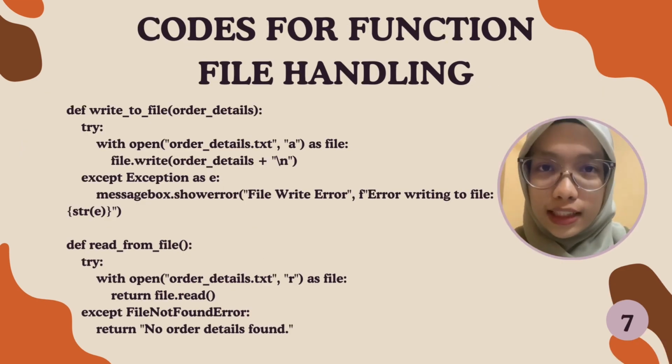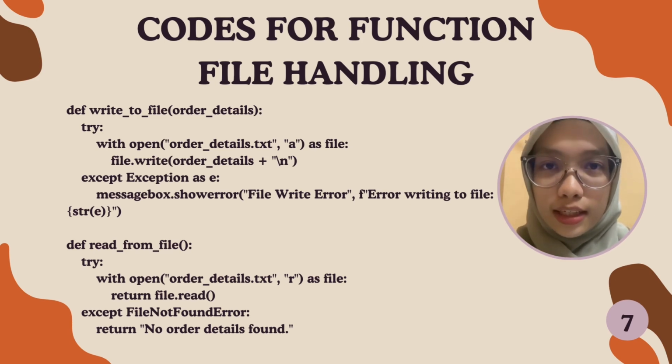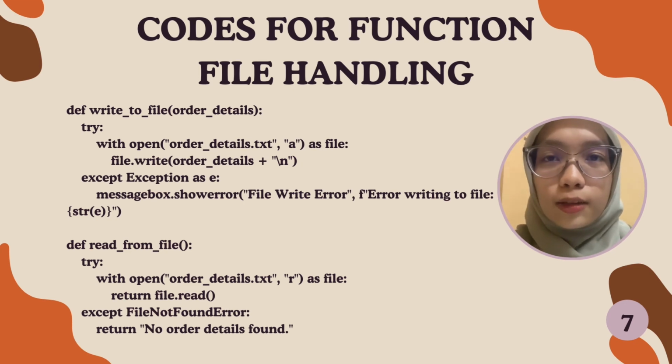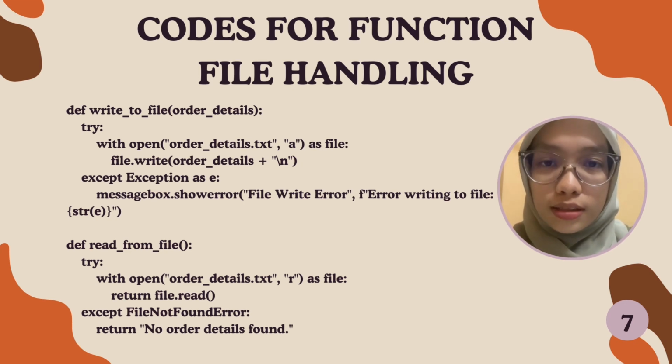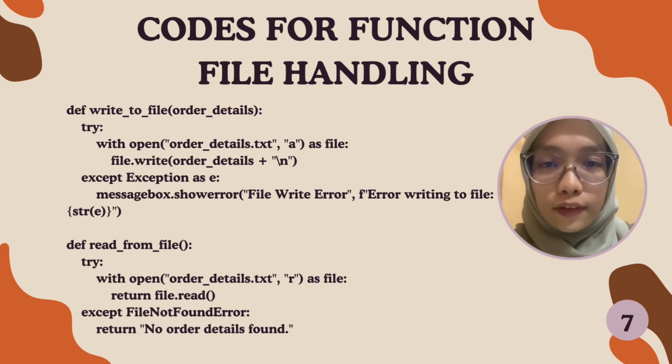So for file handling, its function is to write and read all the pizza order details. The text file name, which is order details, is taken as an argument. It appends to the file and adds a newline character to separate different orders. In case of any writing errors, it displays an error message using the messagebox.showerror method, which is file write error.